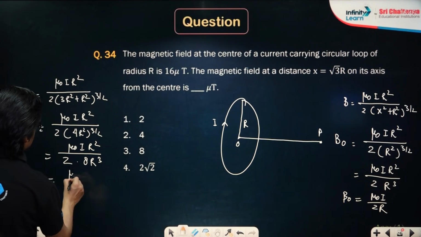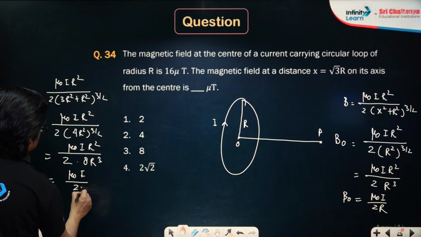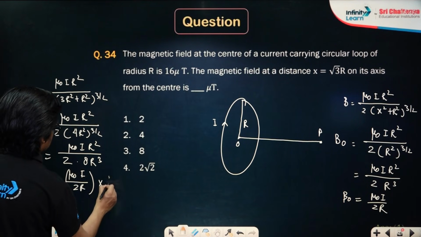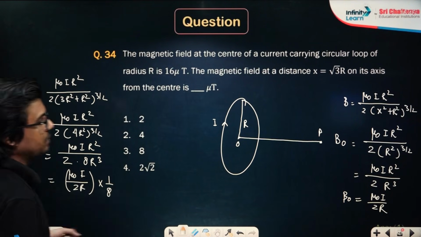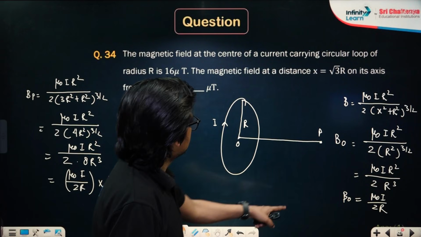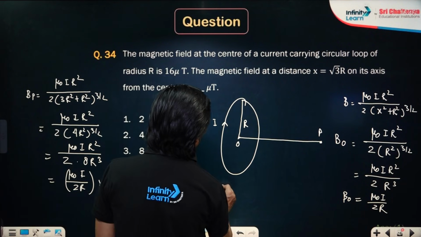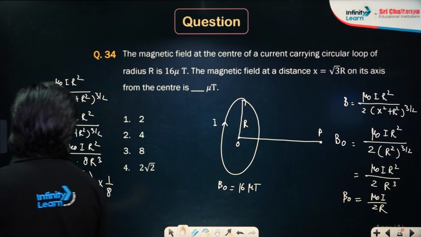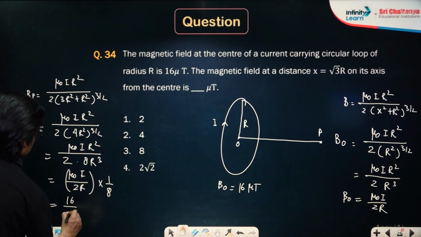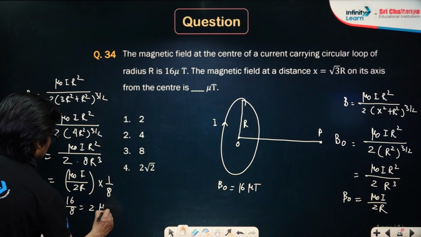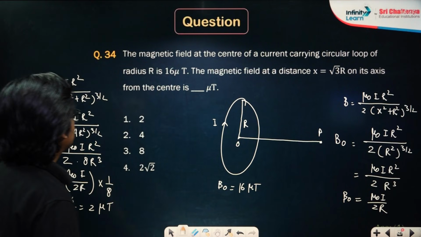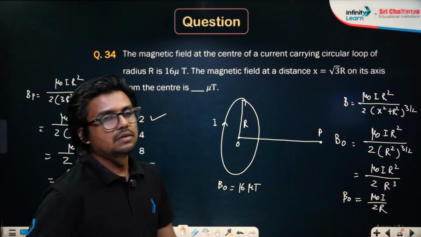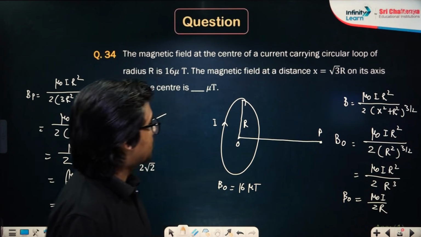So mu naught I divided by 2r into 1 by 8. Now the value of mu naught I by 2r is equal to B0, and B0 is actually 16 microtesla. If you put 16 here and divide it by 8, you get 2 microtesla as your answer. So 2 microtesla is the magnetic field at point P.